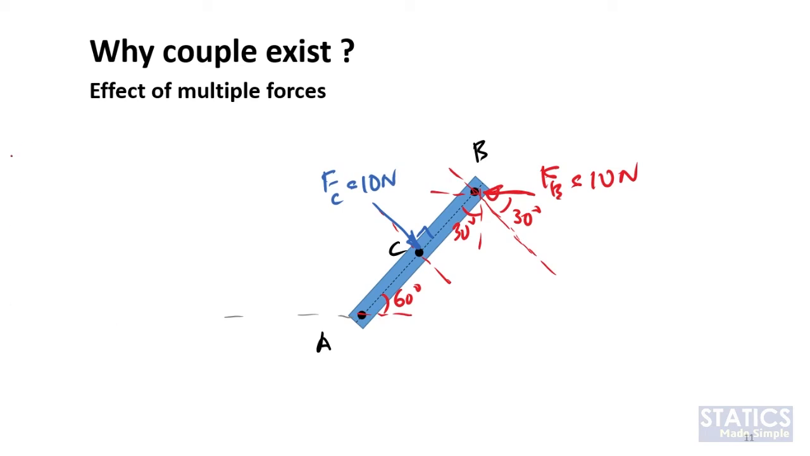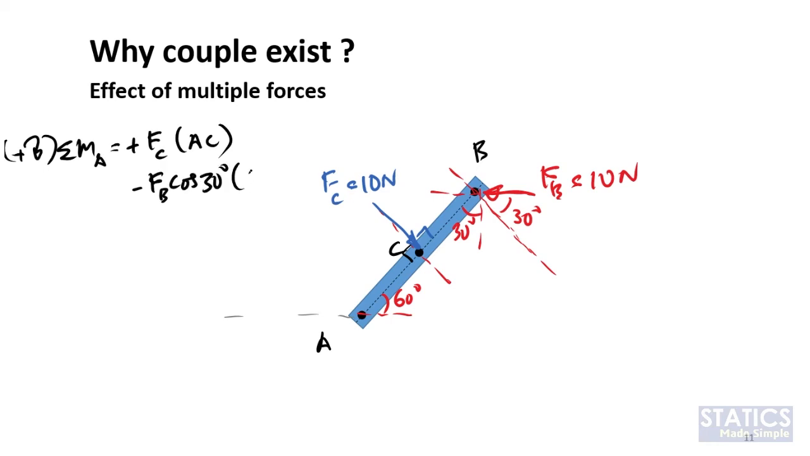Once we have this, we want to calculate the moment for points A, B, and C, just to prove the point. We start out with point A. At A, we have moments coming from FC and FB. We start with FC first. Since the rotation will be clockwise due to FC, it's a plus sign here: 10 times the perpendicular distance. We know this is perpendicular, so just times AC. In terms of equation, we have plus FC times AC, and then minus FB cos 30 degrees times AB.